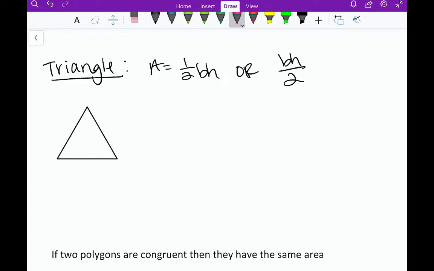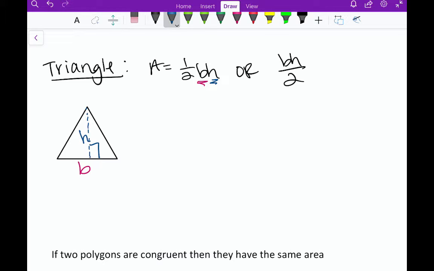Our last area formula is a triangle, which is 1/2 base times height, or base times height divided by 2. That's the same thing. So again, when we talk about our height here, we're talking about at a right angle to the base. So my base would be this down here, and my height, again, is at a right angle to the base, perpendicular to the base.